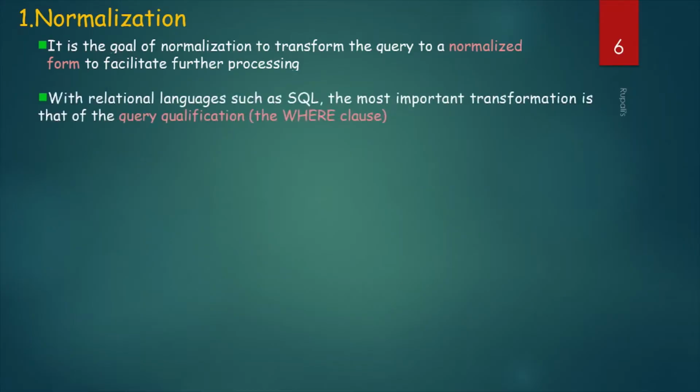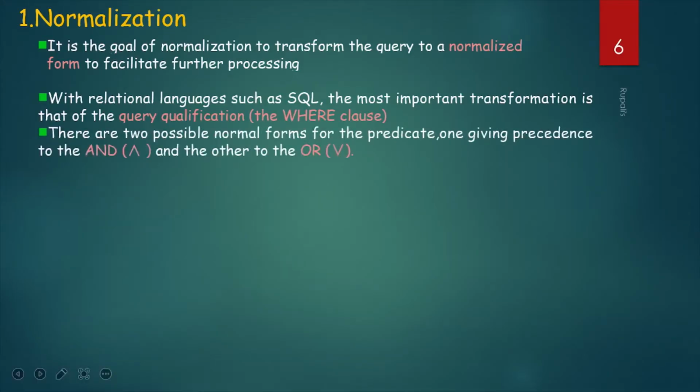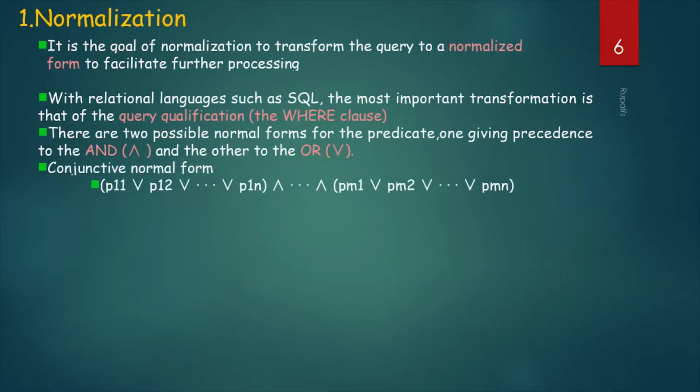See, when we write any query, the most important transformation is that of the query qualification. Query qualification means what? When we write one query, the last part of the query is the where clause, which holds the conditions. That part is called the predicate. So there are 2 possible normal forms for the predicate. One giving precedence to the AND, written by this symbol, and the other to the OR, written by this symbol. We have to learn 2 possible normal forms.